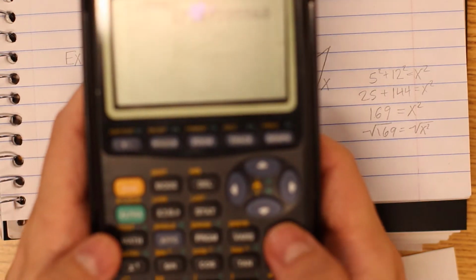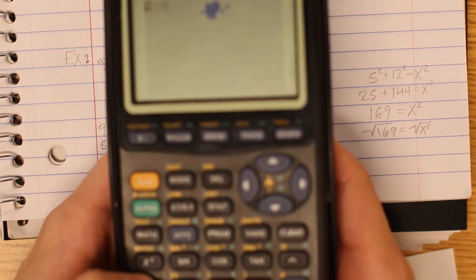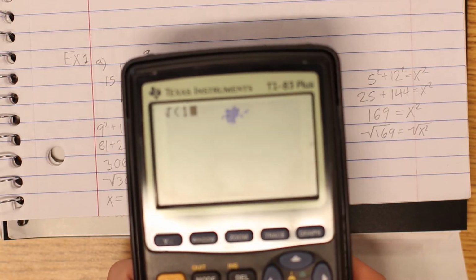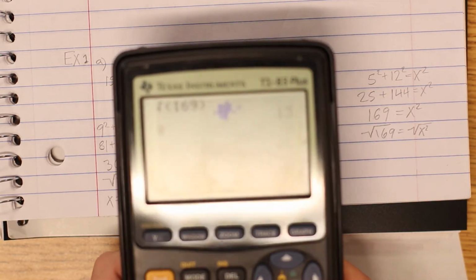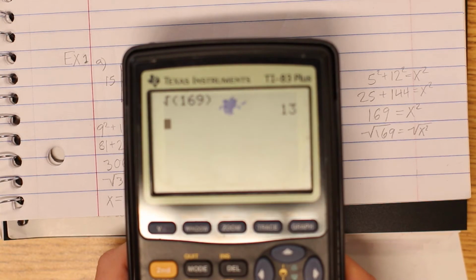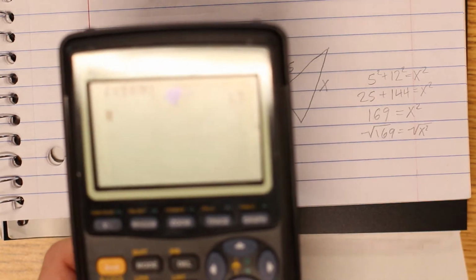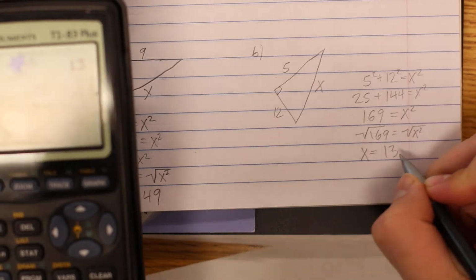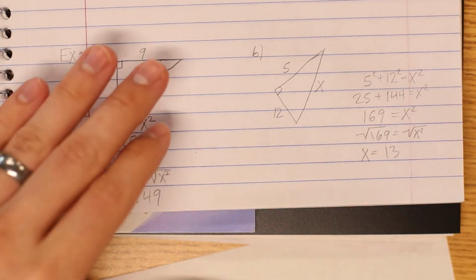And if we type this once again on our handy dandy calculator, and we push the square root symbol, and then type in 169, this comes out to be a whole number. Works out perfectly this time. Yay! 13 is our answer. So x equals 13. There we go.